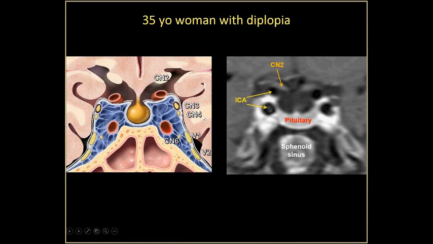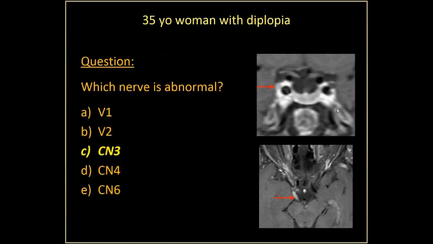So now if you compare this image to the cartoon, you can see that this nerve is the highest, or the most superior nerve within the cavernous sinus. And so the correct answer here is cranial nerve 3. So on the right side, we have abnormal enhancement of cranial nerve 3.